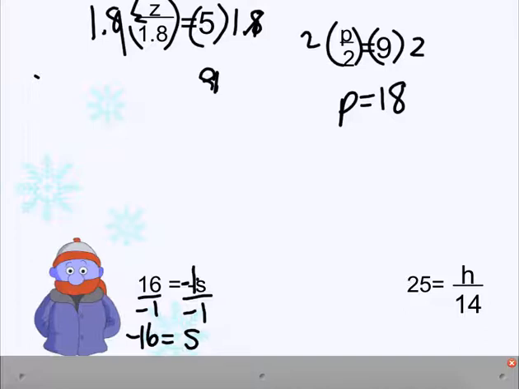And lastly, h over 14 equals 25. Well, to get rid of that, I need to multiply by 14 on each side. So I do 25 times 14 and get h is 350. Okay, so just do the opposite of what you are seeing here.